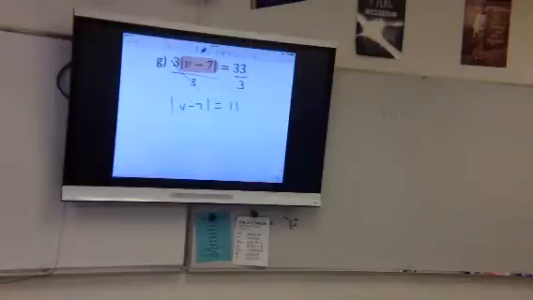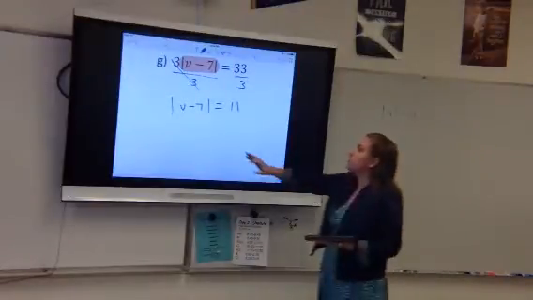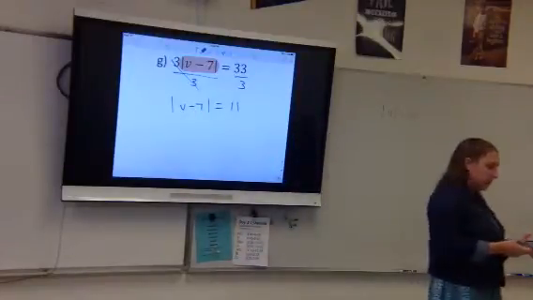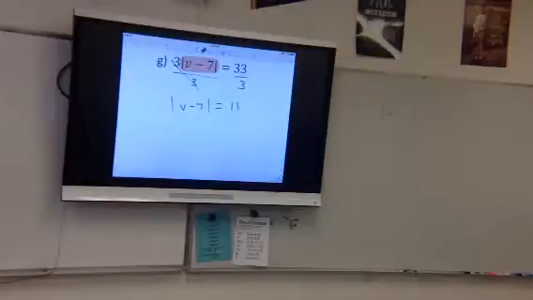Is everybody okay with that first step? Okay, now we've got absolute value isolated. So what are our 2 equations down here going to be? John, what do our 2 equations look like? Well, we're going to add 7 to 11. Okay, so v minus 7 equals 11, what will the other one look like? How would you write your negative equation?